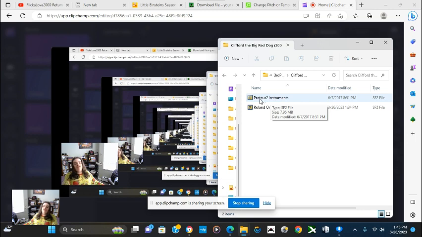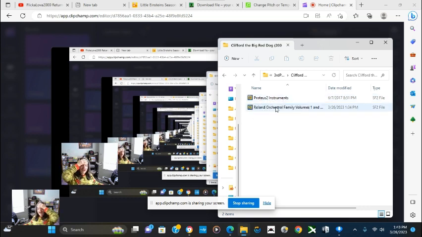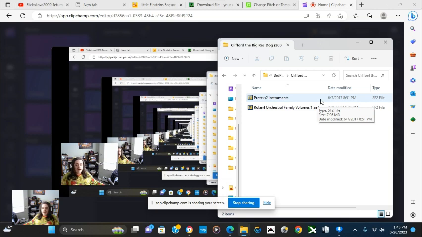So far, I only have two synthesized samples. I've got some of the Proteus 2 instruments that somebody else has worked on for June 7th, 2017. Some of the Proteus instruments, like the contrabassoon, are heard in Clifford the Big Red Dog, usually when Mr. Bleakman appears. And of course, I also created a brand new sound font.